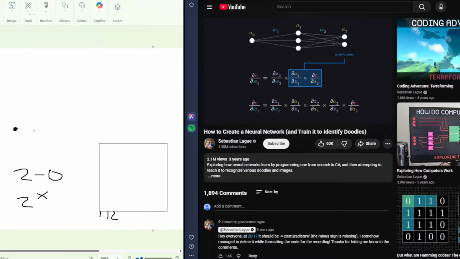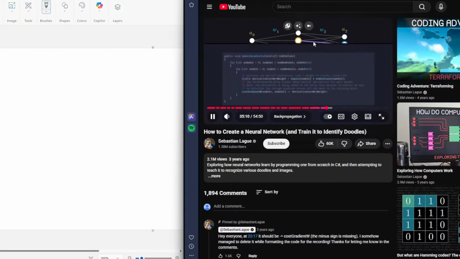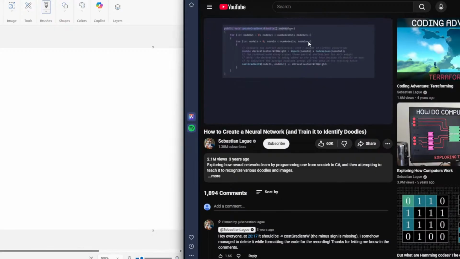So just as another example, for this connection, we'd be taking the activation coming out of this node and multiplying it by this node value on the other end. So over in the layer script, I've made this update gradients function, which takes in the node values, and then for each connection, it calculates the partial derivative of the cost with respect to the weight of that connection, and then uses that to update the gradient.